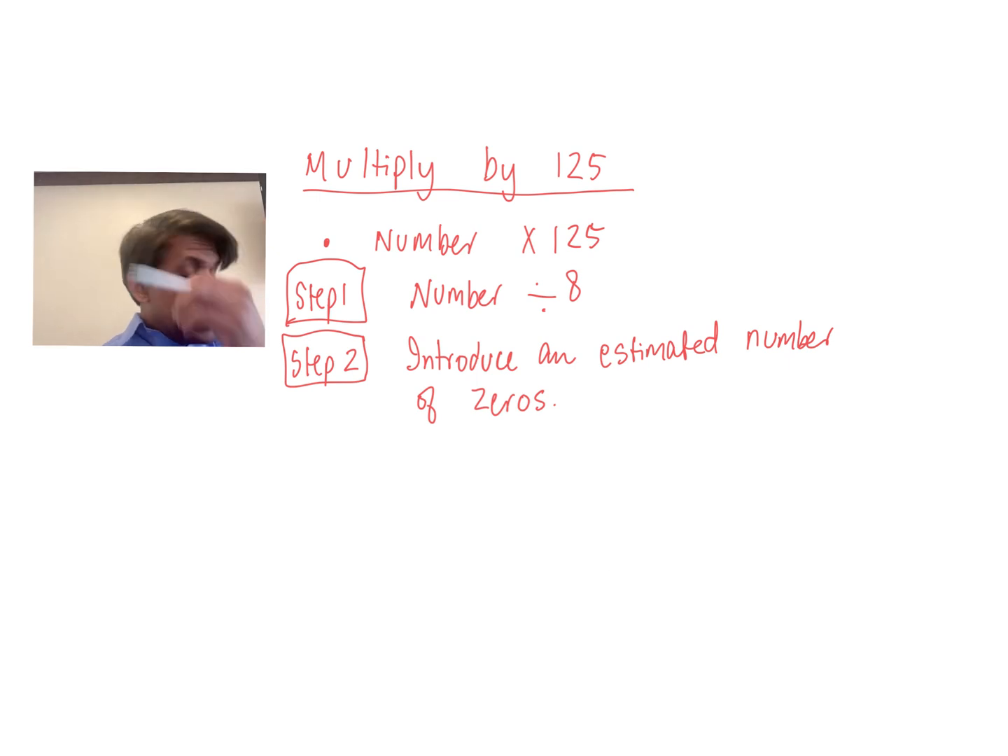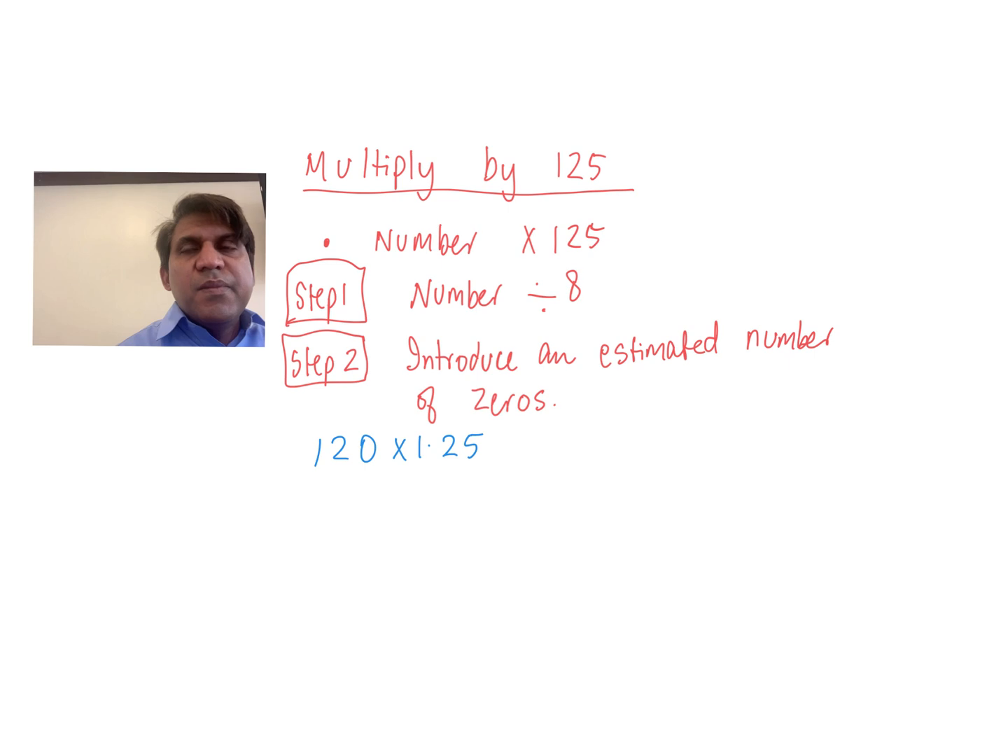So, let's try 120 times 1.25. Now, if you recall from our previous lectures and our previous tricks, whenever you see zeros or decimals, you disregard them to begin the trick. And then at the end, you reintroduce them to connect with the answer. Okay, so 120 times 1.25.